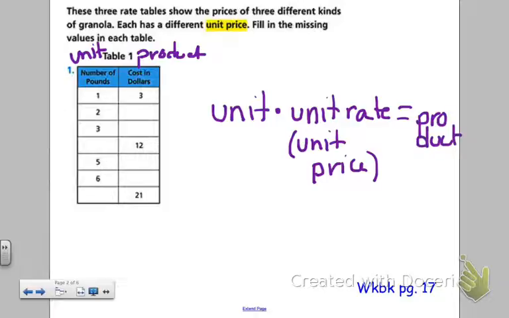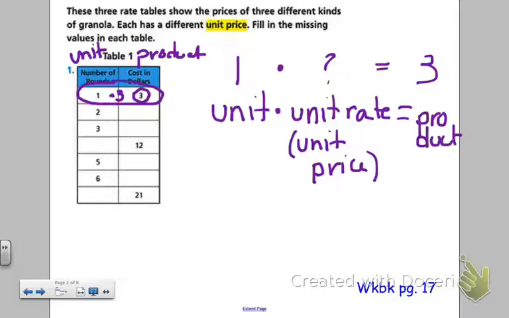So let's see. Our first one, you can see this one row is completely filled in. 1, 3. That means 1 pound of granola costs $3. So in this case, 1 pound, that's our 1 unit, times what number gives you the $3, the product? Well, obviously it's 3. That's because this is your unit price. $3 for 1, right? $3 for 1 pound of granola.